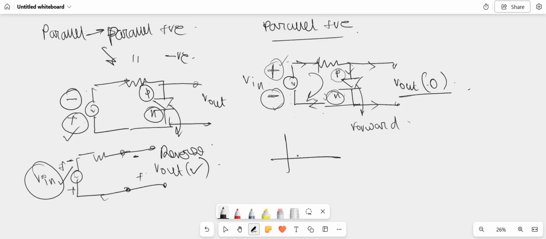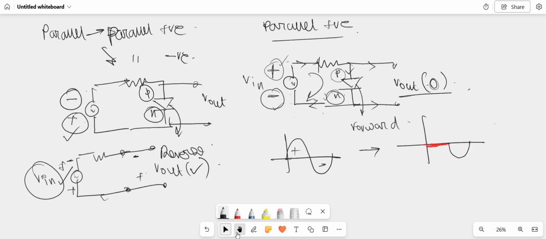Suppose the sinusoidal input waveform was like this. This is the positive and this is the negative half cycle. So here the output voltage, as we can see, during the positive half cycle the output voltage is 0. For the positive half cycle we will be getting 0 at the output, and for the negative half cycle we will be getting the output. Okay, so this is the parallel positive clipper.